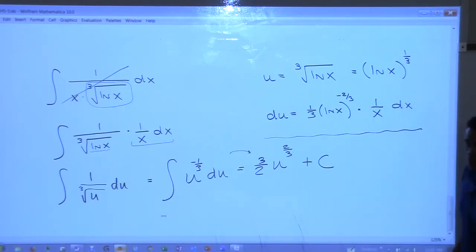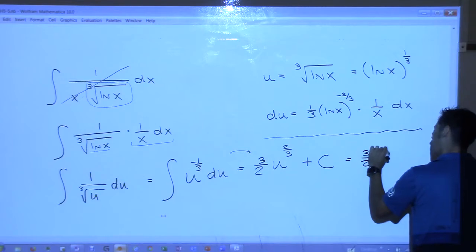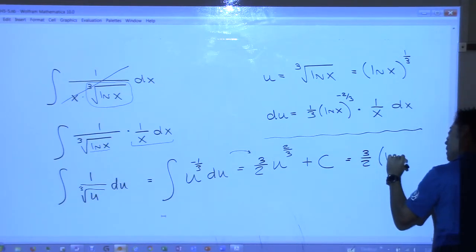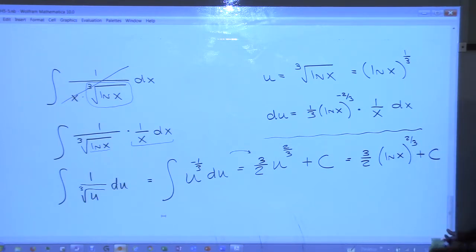And now replace u with ln of x. Any questions? The way I write this, be careful. ln x to the 2/3 plus c. Okay? That's it right there.